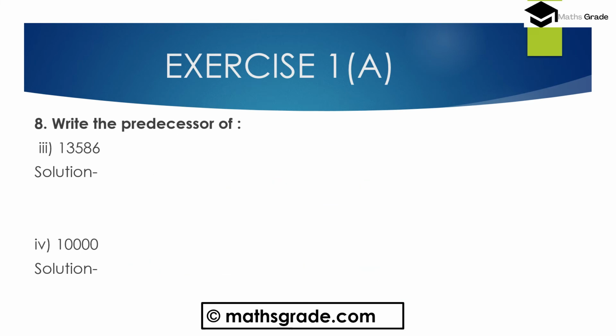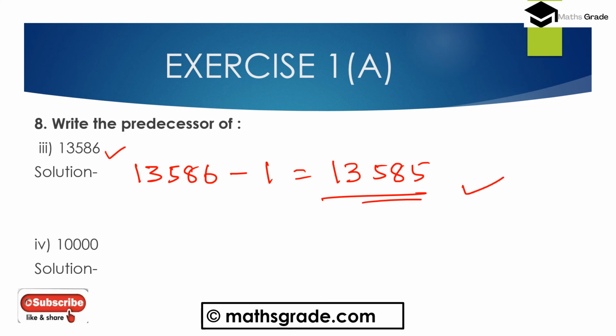Now third bit, 13586. When you find the predecessor, that is the previous number of any number, we have to subtract 1 from that number. So the predecessor of the number 13586 is 13586 minus 1, which is 13585, and 13,585 is the predecessor of the number 13,586.